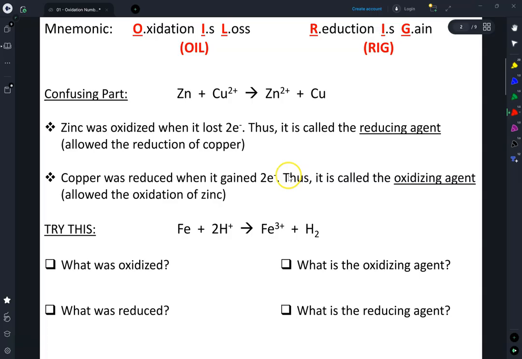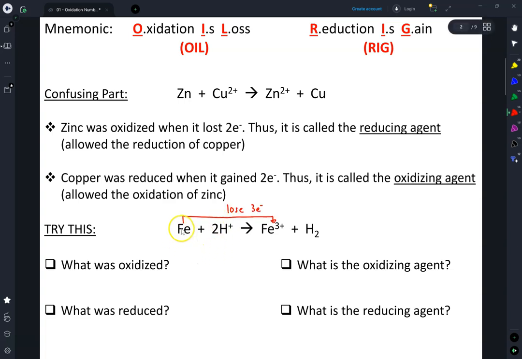Alright, so that's the confusing part. If you're oxidized, you're the reducing agent. If you're reduced, you're the oxidizing agent. So it's just the opposite. Let's take a look at the example down here. Pause the video and answer these questions. When you're ready, press play and we will take it up.